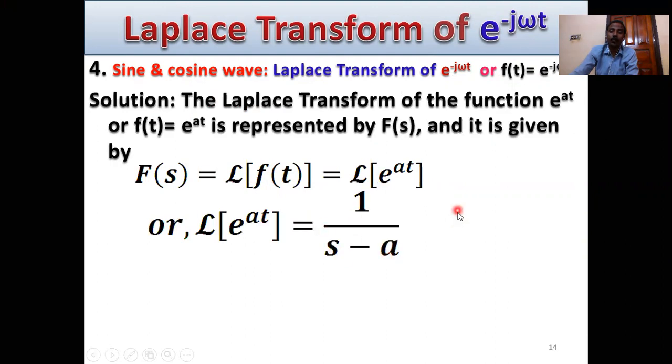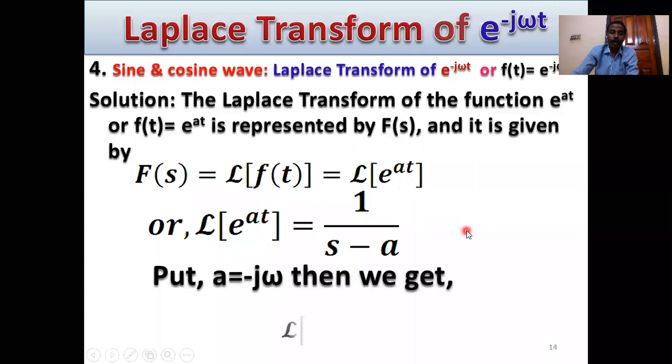In this position, put a equals what? A equals minus j omega t, minus j omega. That means 1 by s minus j omega. This is e to the power minus j omega, a equals minus j omega. Then we get a equals j omega, then 1 by s plus j omega.